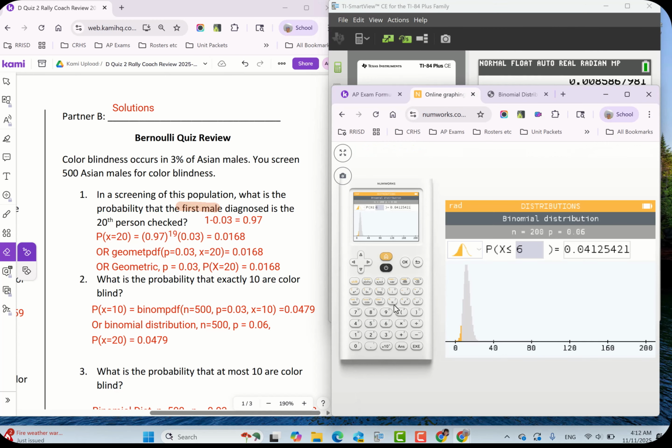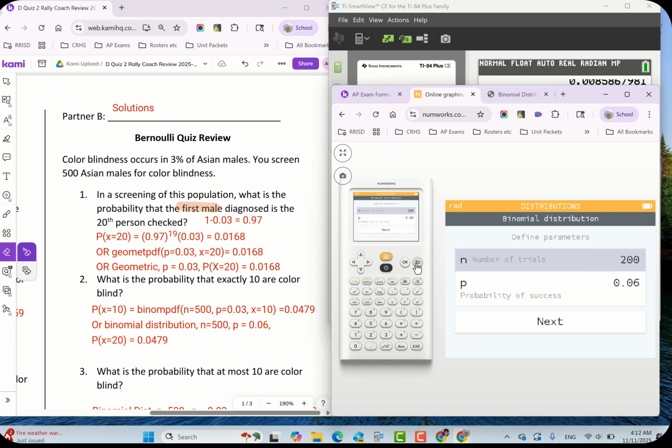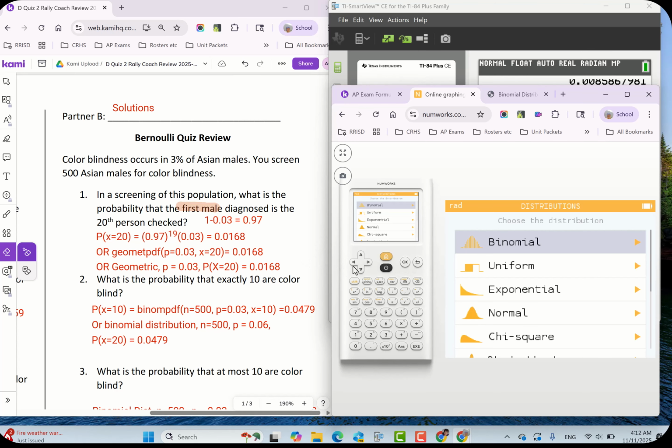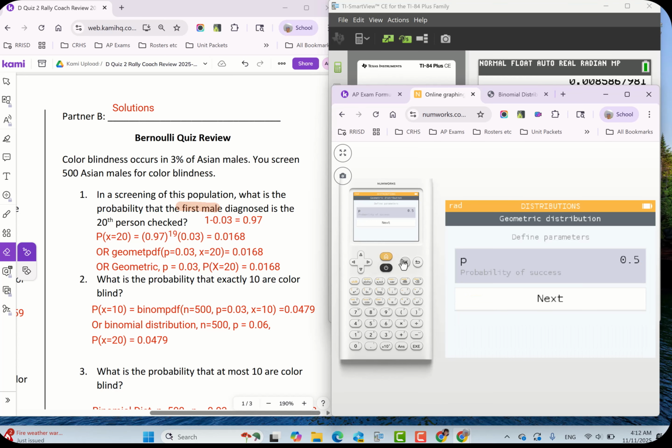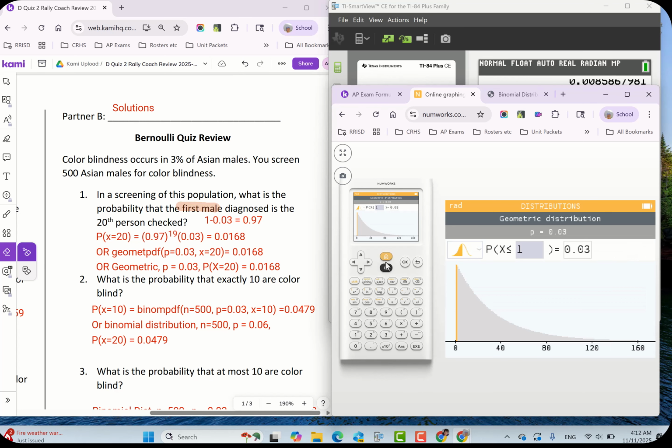If you're doing the NumWorks, we got to change distributions. Go to geometric. Okay. And our probability is 0.03. And we want a discrete line. So this is like PDF on the NumWorks. And we want that to be the 20th person. And there you go. And again, it's not available on the Staplet.